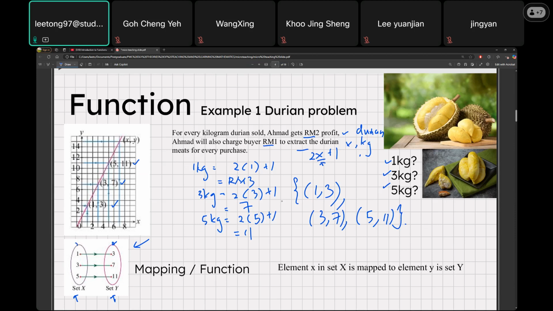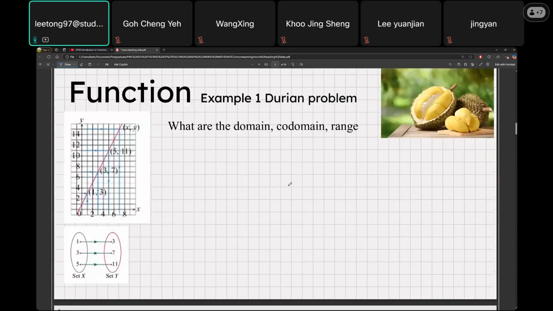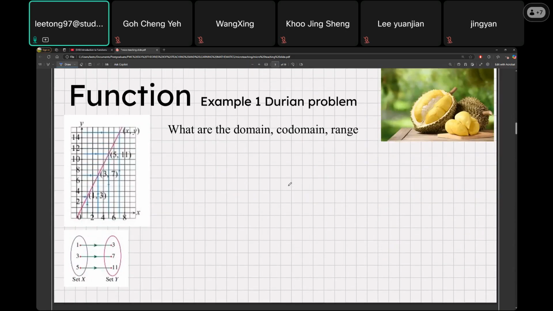Element x in set X is mapped to element y in set Y. Okay, next: domain, codomain, and range. From the same example, domain is this part. You learned it in Form 2 already.